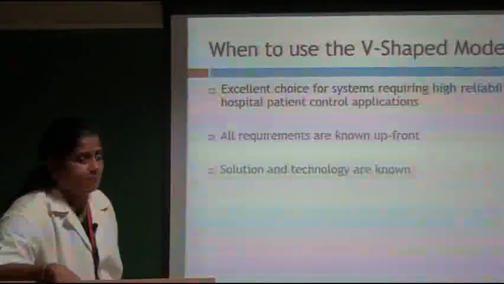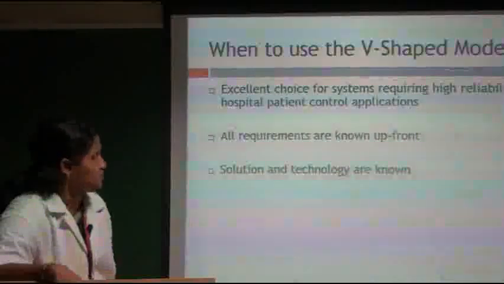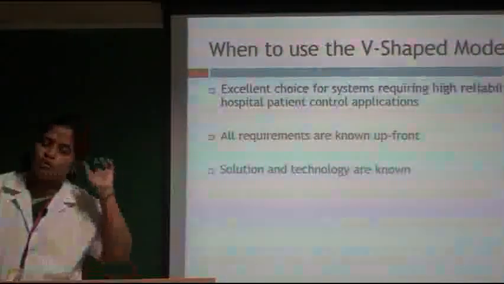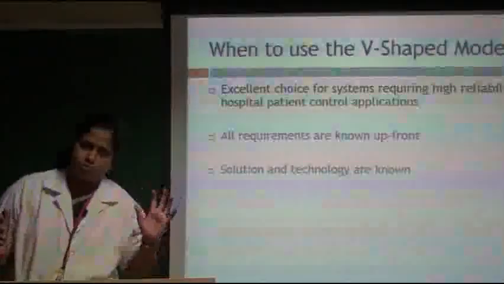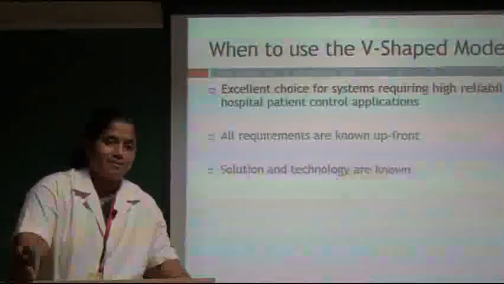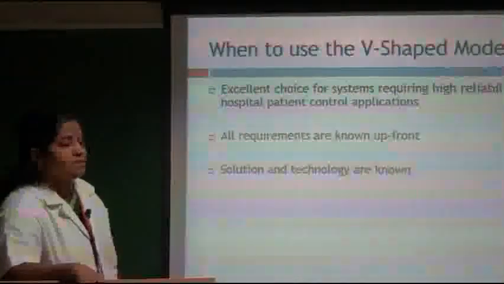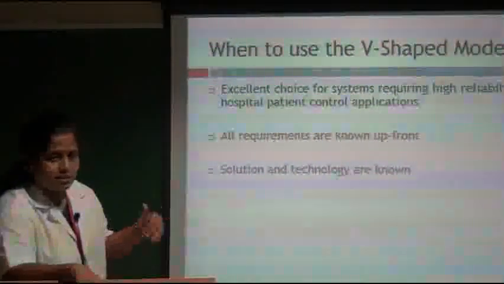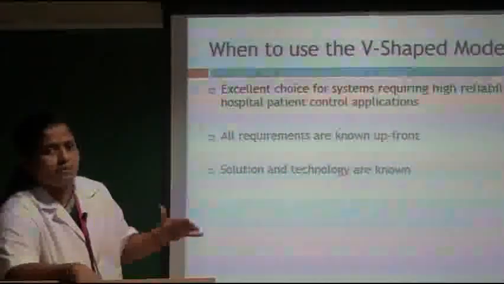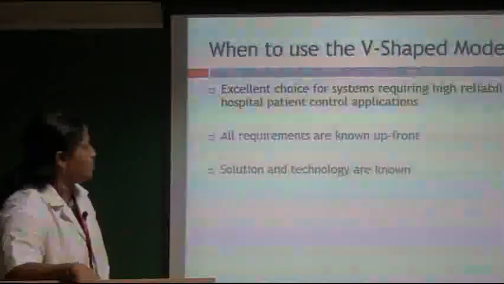When to use this V-shaped model? It is an excellent choice for systems requiring high reliability. Suppose you want high reliability, accuracy is more, and the software system should be developed in a certain particular domain, then you can go for this V-shaped model, because it is just refinement, and everything happens inside a particular domain. In that case, we can go for the V-shaped model.